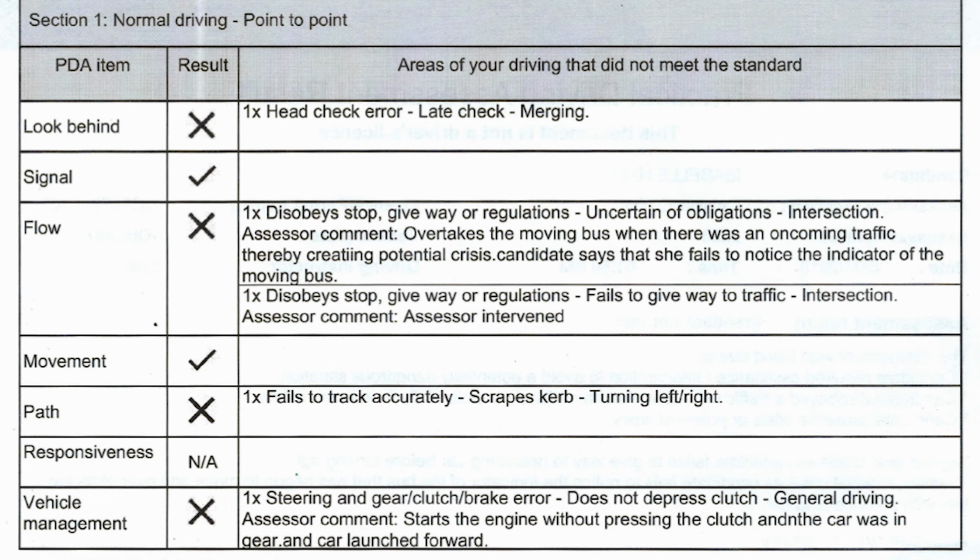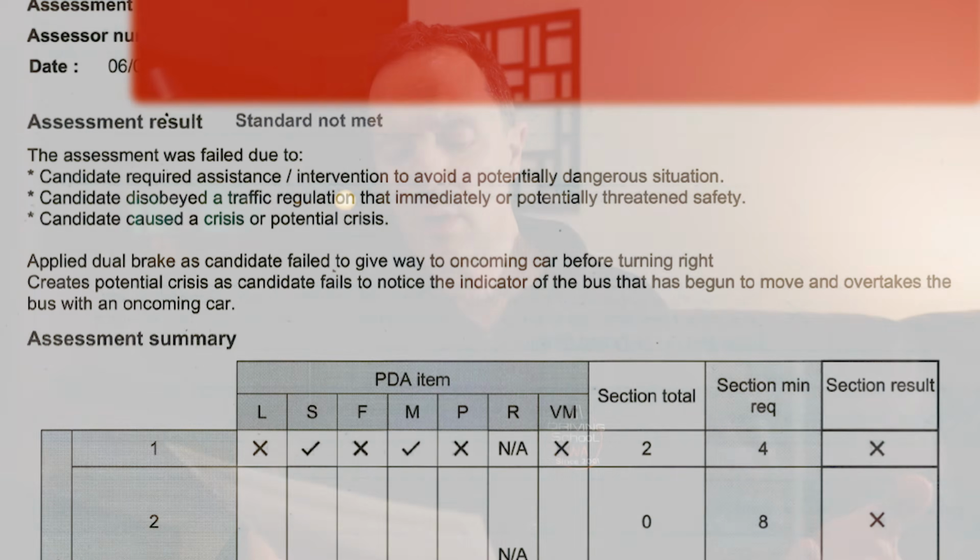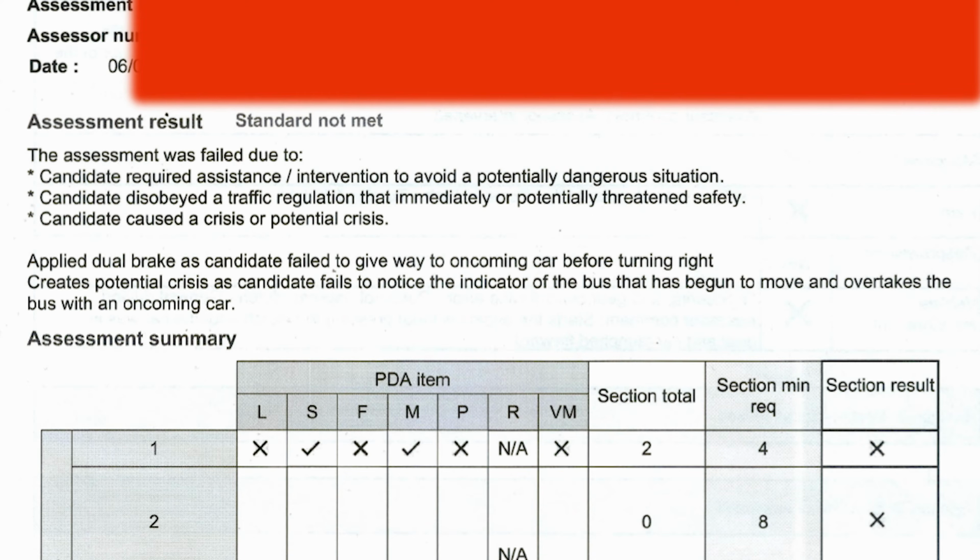Candidate required assistance intervention to avoid a potentially dangerous situation. Candidate disobeys the traffic regulation that immediately or potentially threatens safety. Candidate causes a crisis or potential crisis. Applied the dual brakes as candidate failed to give way to oncoming car before turning right. Creates a potential crisis as candidate fails to notice the indicator of the bus that has begun to move and overtakes. There was a car coming from the opposite direction where she attempted to overtake the bus.